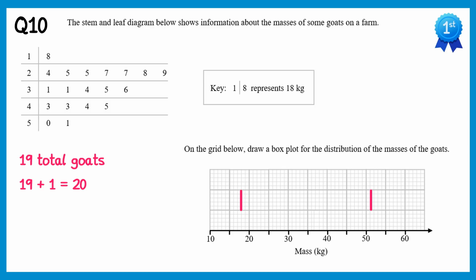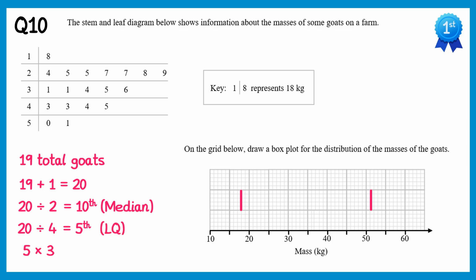So if you divide it by 2 first of all, 20 divided by 2 gives you 10, so the 10th value is the median. If you divide it by 4 instead, you'll get 5, so the 5th value is the lower quartile. Then if you take this 5 and multiply it by 3, you find the 15th value is the upper quartile.